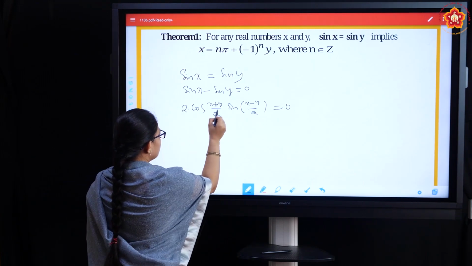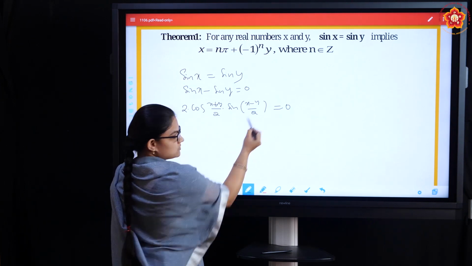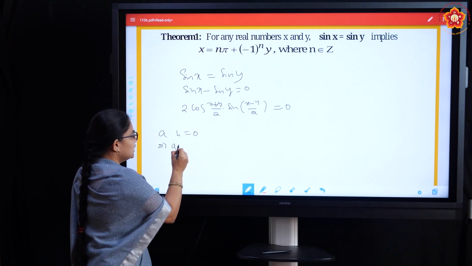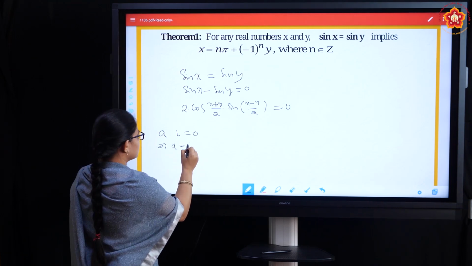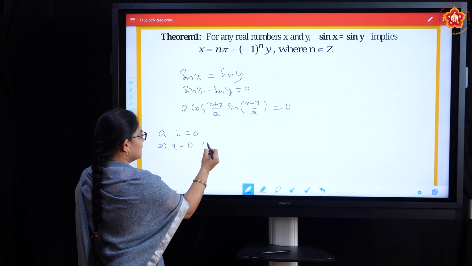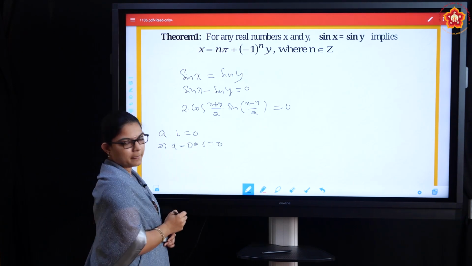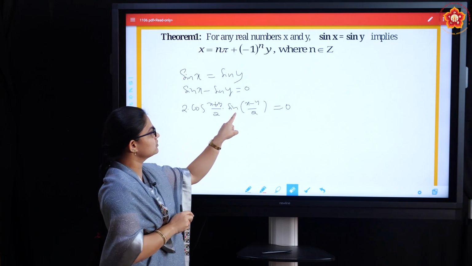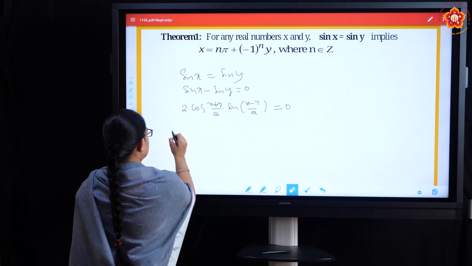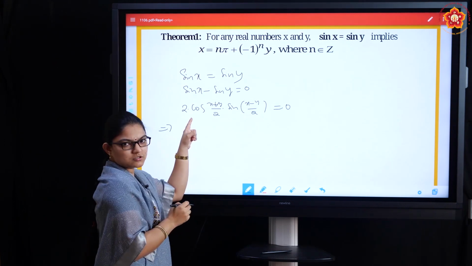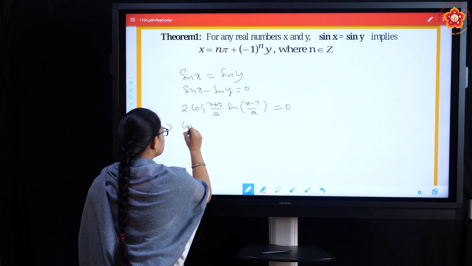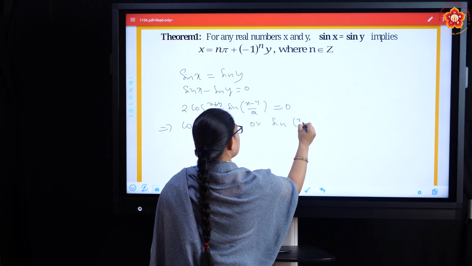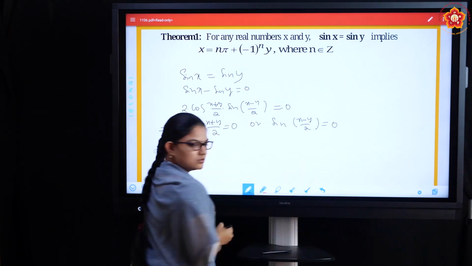So this is a product, right? 2 into cos (x plus y)/2 into sin (x minus y)/2 is equal to 0. So any product is equal to 0, which will imply that one of the terms should be equal to 0, not both. Either A should be equal to 0, or B should be equal to 0. So here, 2 into cos (x plus y)/2 into sin (x minus y)/2 is equal to 0 implies either 2 cannot be equal to 0, 2 is a fixed number, constant. So either cos (x plus y)/2 should be equal to 0, or sin (x minus y)/2 should be equal to 0.